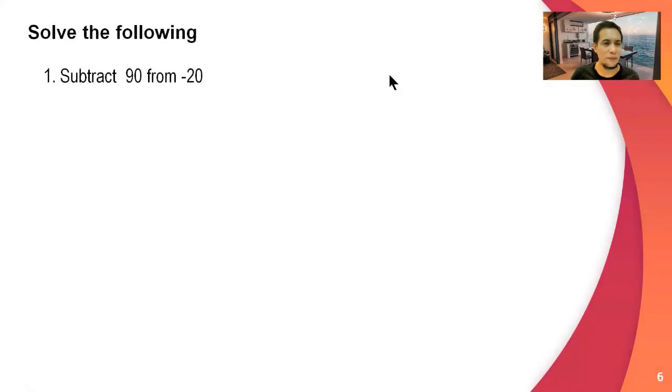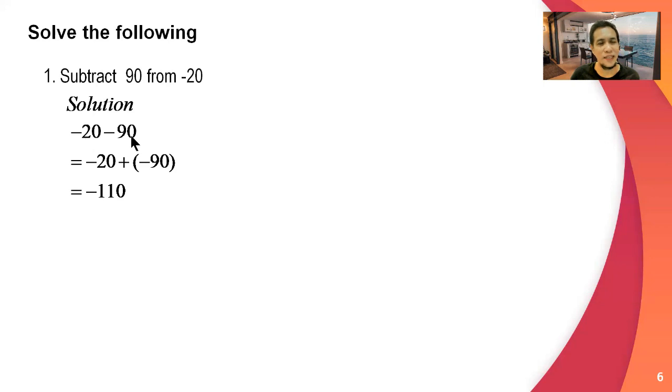Solve the following. Subtract 90 from negative 20. All right. First, you have to identify which is minuend and which is subtrahend. Subtract 90 from negative 20. So obviously, our minuend is negative 20, and our subtrahend is 90. So what's the subtraction expression? Okay, this one, negative 20 minus 90.